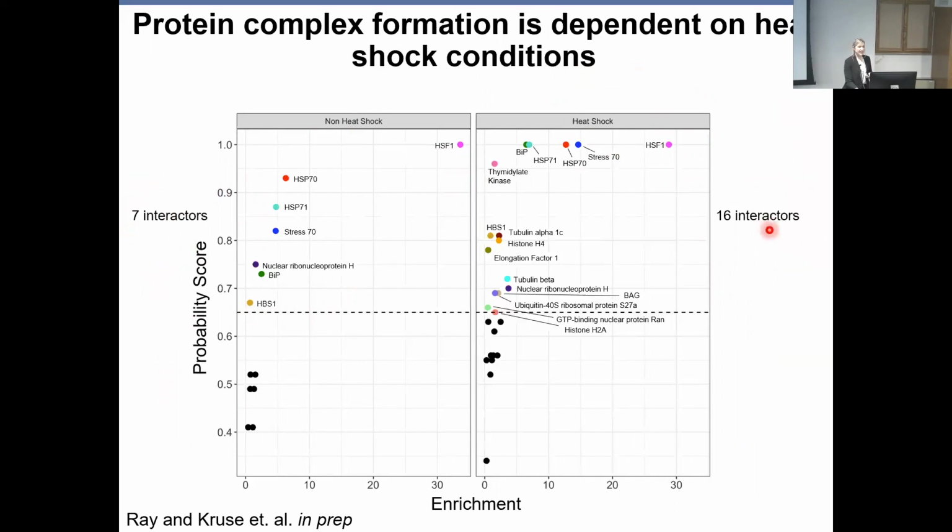For example, histones have been thought to be responsive to heat shock and dependent on HSF1, but this direct interaction has never been observed before. And so this indicates to us that not only can this pull-down strategy be used to identify binders, but it can actually also probe basic protein complex biology.